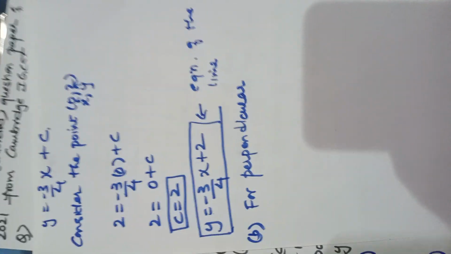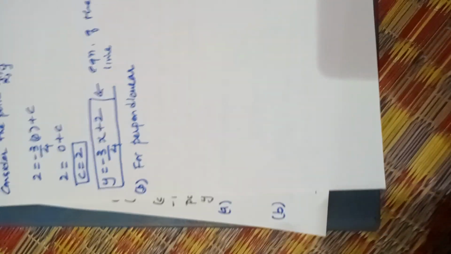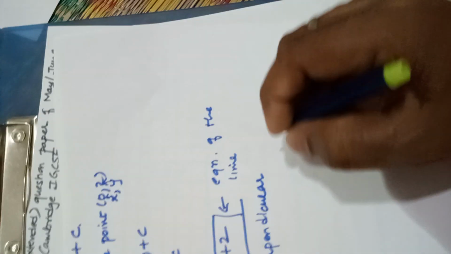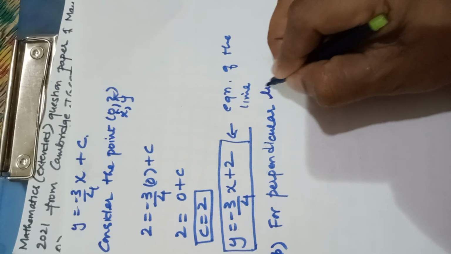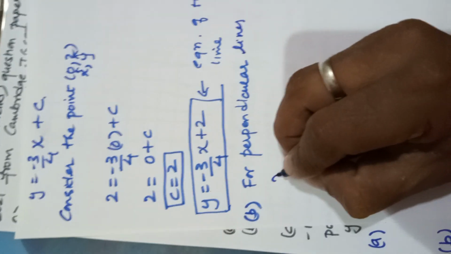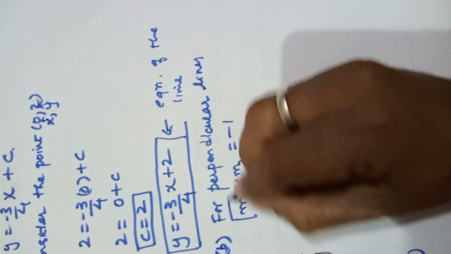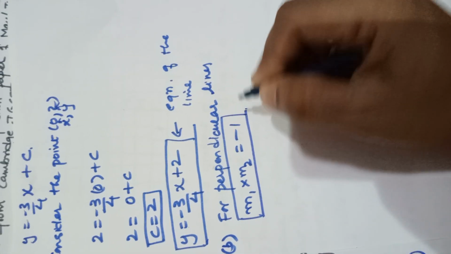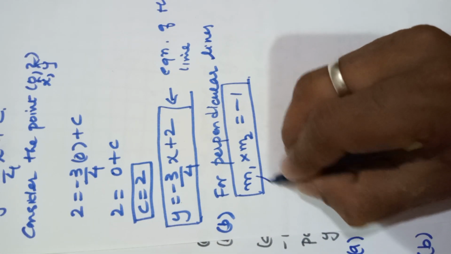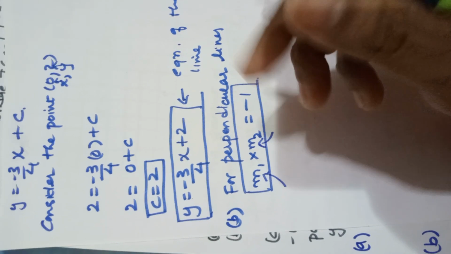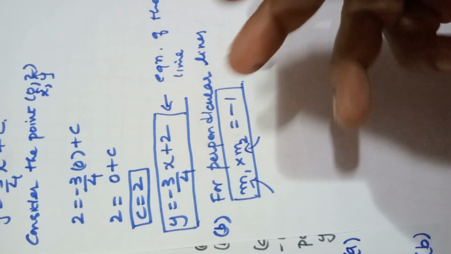So what are we trying to do now? We are trying to find the equation of a line which is perpendicular to the given line. So for perpendicular lines, we can write m1 into m2 is equal to minus 1. There is a condition: m1 into m2 is equal to minus 1. So what do m1 and m2 represent? They are the gradients of the two lines.